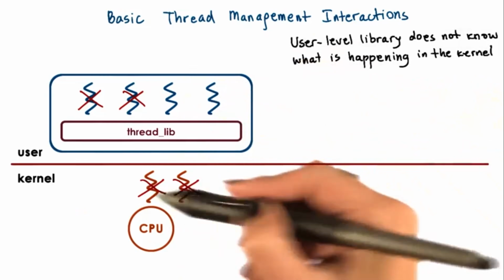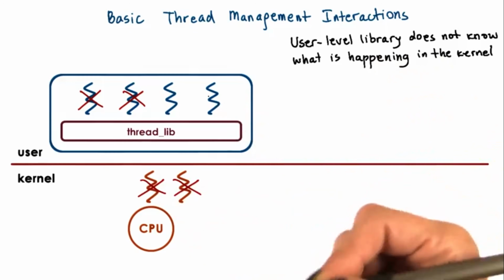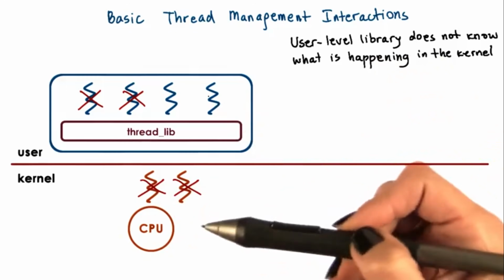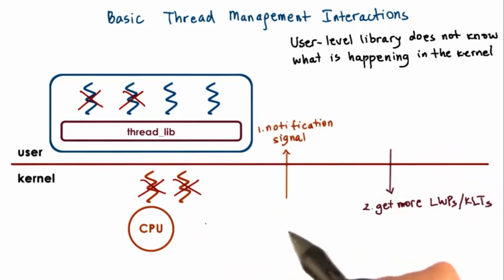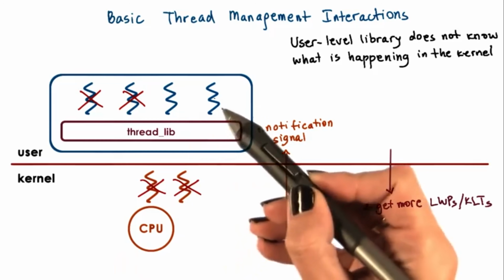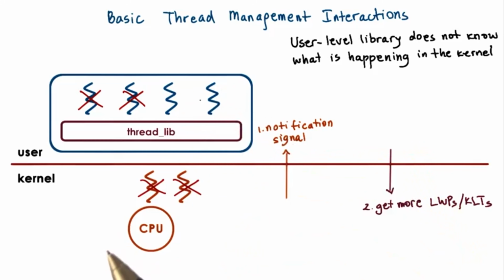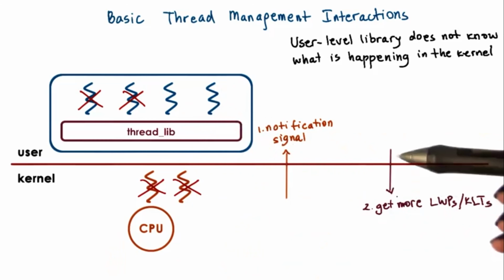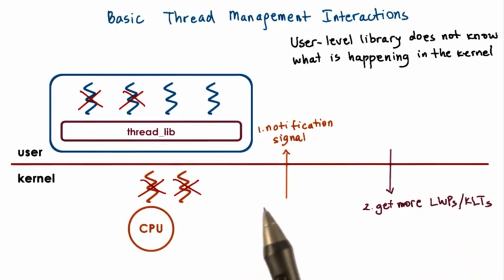The reason why this is happening is because the user-level library doesn't know what is happening in the kernel. It doesn't know that the kernel threads are about to block. What would have really been useful is if the kernel had notified the user-level library before it blocks the kernel-level threads, and then the user-level library can look at its run queue. It can see that it has multiple runnable user-level threads, and in response can let the kernel know, so call a system call to request more kernel-level threads or lightweight processes.